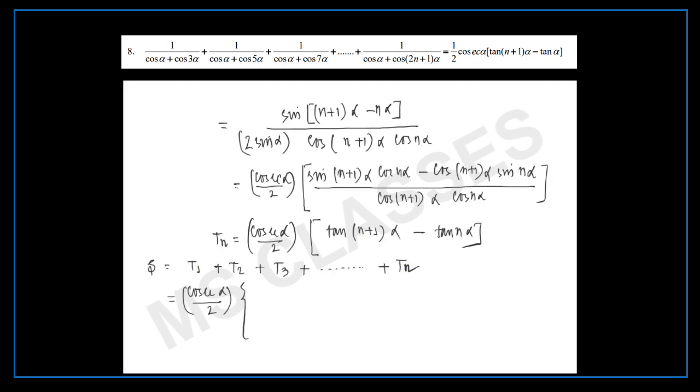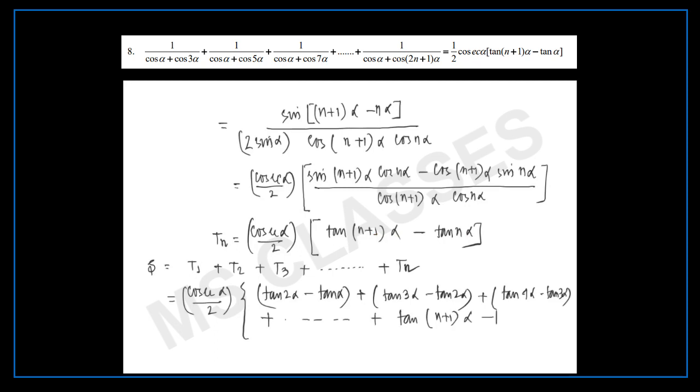You get here tan 2 alpha minus tan alpha. Plus, if we put here 2, tan 3 alpha minus tan 2 alpha. Next, if we put here n equal to 3, tan 4 alpha minus tan 3 alpha. Plus, it continues, tan n plus 1 alpha minus tan n alpha. It is an alternate plus minus sign.